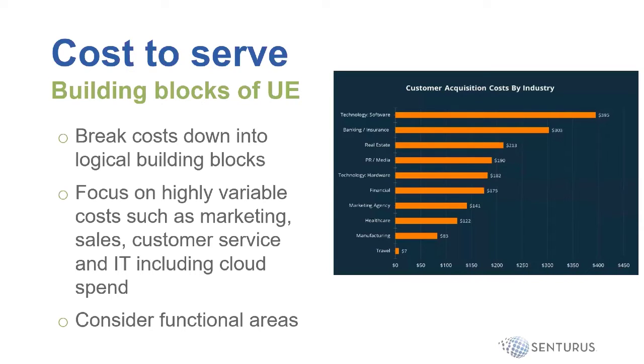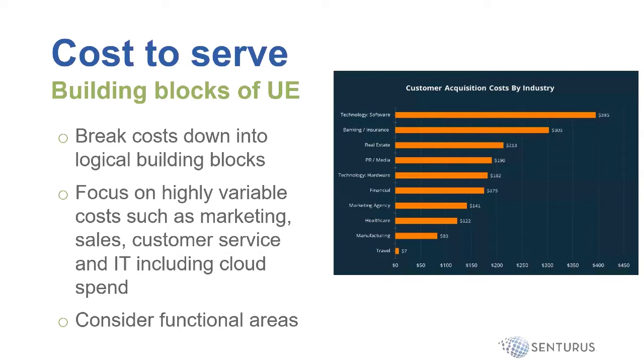It doesn't make a lot of sense to focus on costs that can't be controlled, that they are what they are. So we focus on highly variable costs such as marketing, sales, customer service, IT, etc., and then functional areas. Now, the example I have on here, which I think is really interesting if you look at it over a period of about 10 or 15 years, is the cost to acquire a customer. In the marketing and sales organizations, there's been so much investment into the technology in those areas that most companies that have a mature selling model really understand what it costs to acquire a customer.